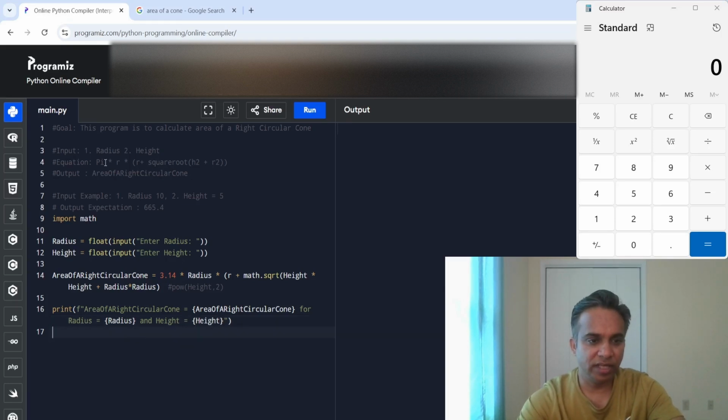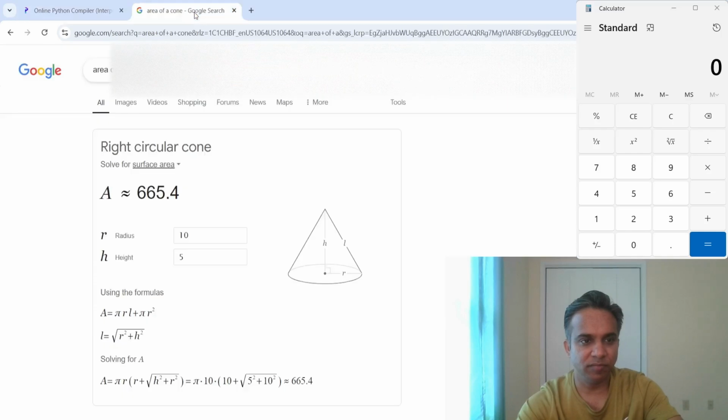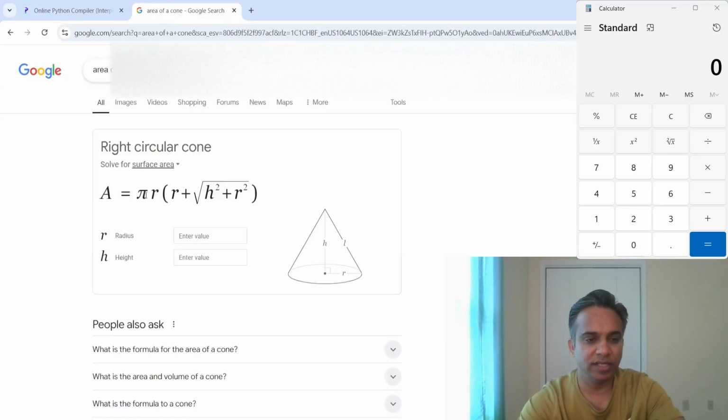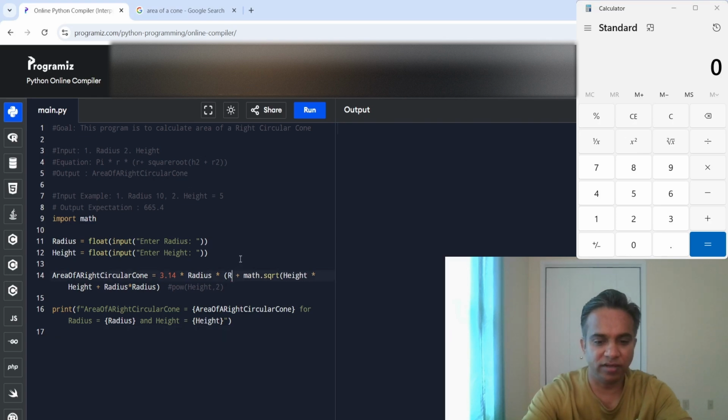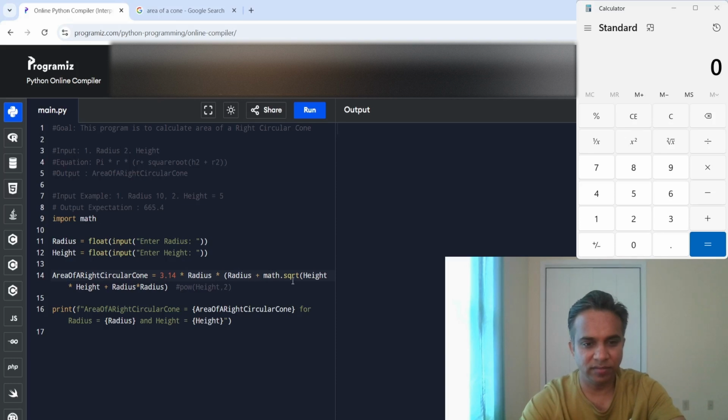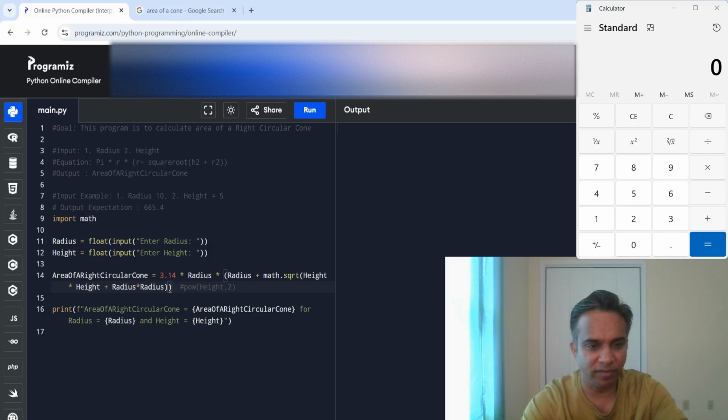So we just re-verify the equation. The equation is pi r multiplied by r plus, there is no r, it's radius, plus square root of radius square, and because this is the function, we have to close this one more time. That will complete over here and area will be calculated.